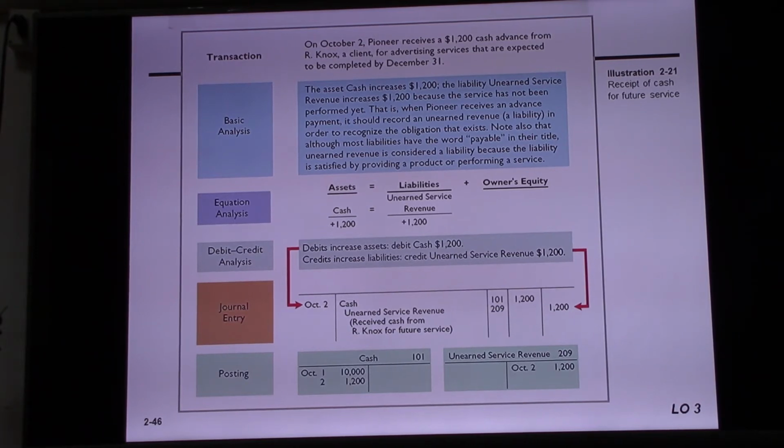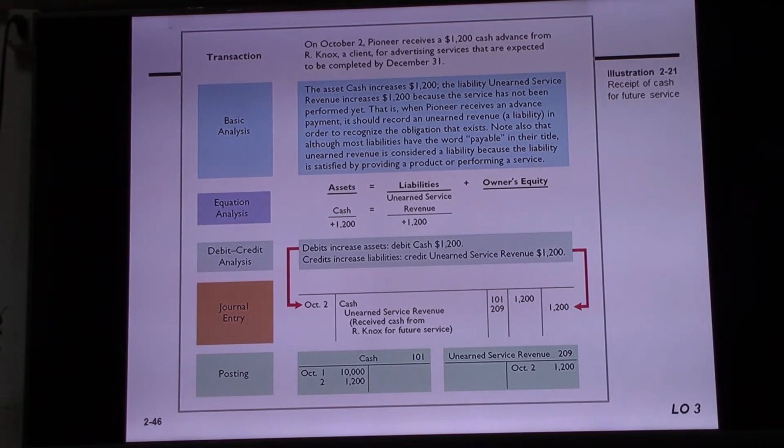Let's journalize or record this entry. First, if we perform the equation analysis, our cash as an asset increases by $1,200, and also liabilities will increase as unearned service revenue by the same value. So the left-hand side of the accounting equation increased, and also the right-hand side of the accounting equation increased by the same value.